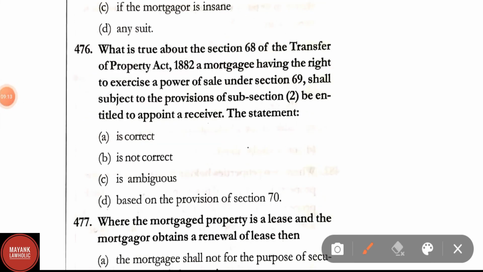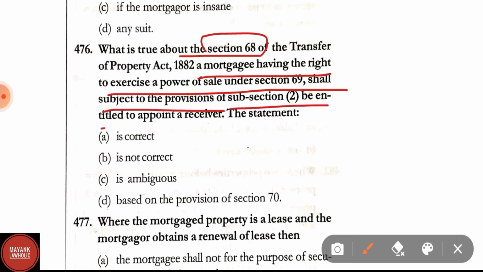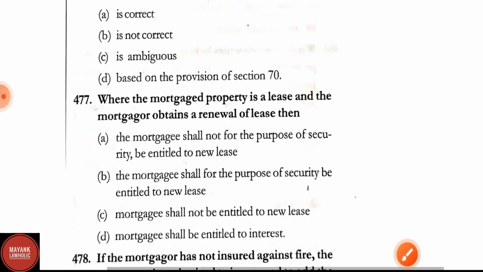Question number 476. What is true about Section 68 of TPA? A mortgagee having the right to exercise the power of sale under 69(1) shall, subject to the provisions of subsection 2, be entitled to appoint a receiver. The statement is correct, is not correct, is ambiguous. Option D, based on the provision of Section 70. Here correct answer is option A, as this statement is correct.